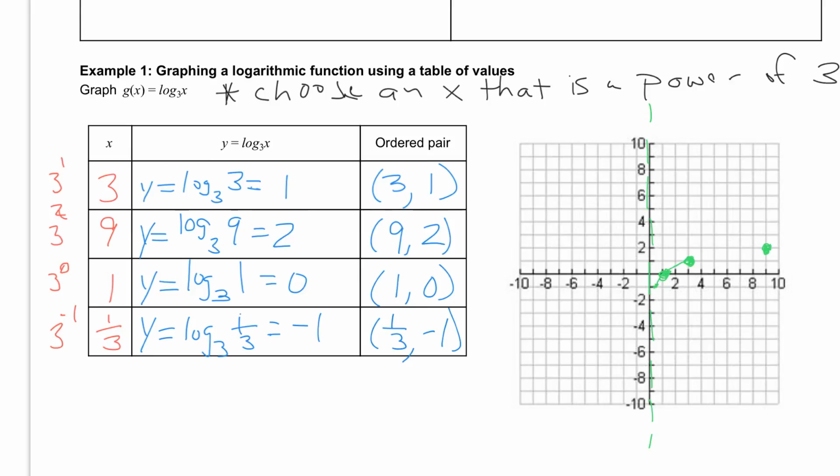So what's going to happen is my graph's going to come this way. And then it's going to come down and right as close as I can to that asymptote. If you have questions on this graph, let me know.